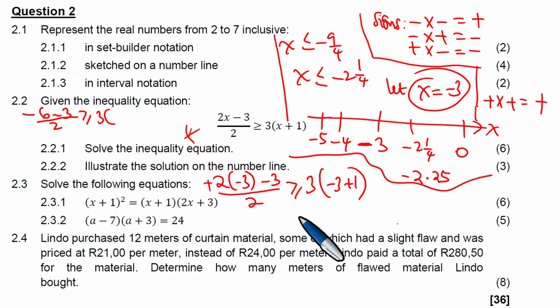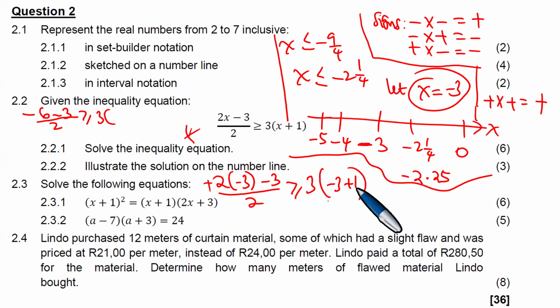Minus 3 plus 1, it's going to be negative 4. Okay, but remember we're adding different signs. Whenever there's no sign, it means it's a positive.